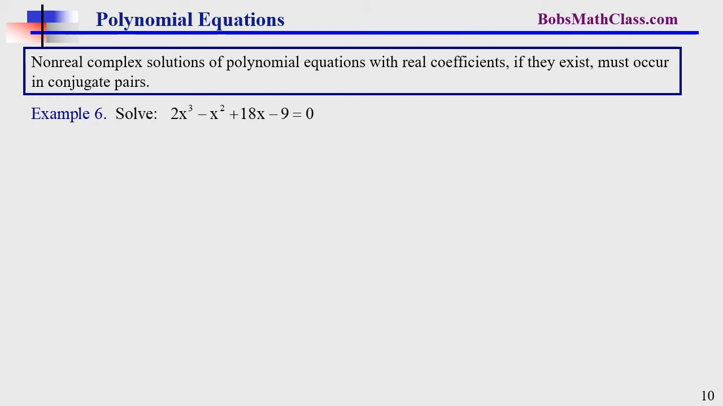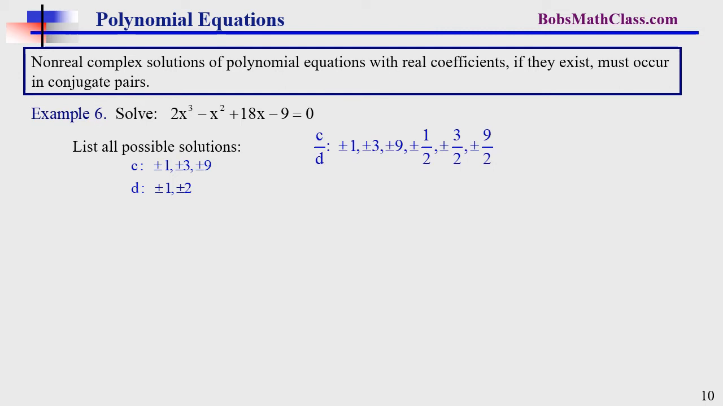So let's do our C over D first. C is plus and minus 1, 3, and 9. And D is plus and minus 1 and plus and minus 2. So everything over 1 and then everything over 2. So there's our list. We got 12 numbers.